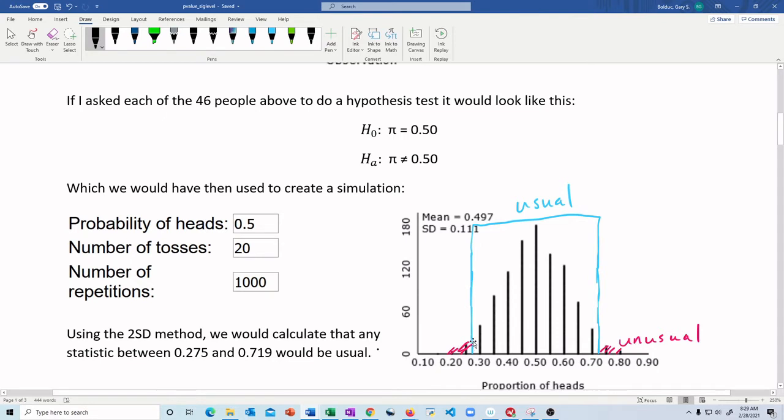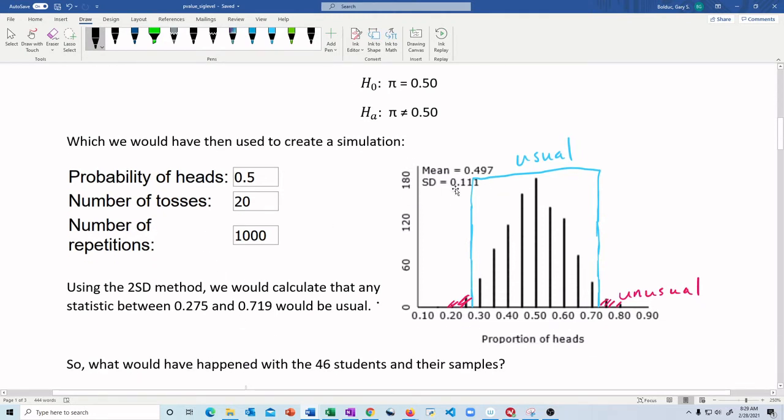Then I took the extra step, which you would do as well up to this point, of doing the 2SD method to figure out what statistics would be usual and unusual for a fair coin. You should redo this calculation to practice. With the two numbers I have here, you'll get 0.275 on the low end, which I drew as my little blue cutoff, and on the high end 0.719, about 72%.